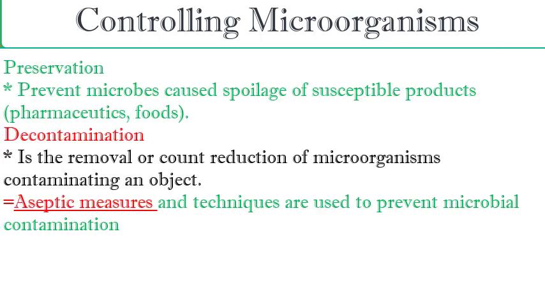Preservation is a general term for measures taken to prevent microbe-caused spoilage of susceptible products, that is, pharmaceuticals and foods. Decontamination is the removal or count reduction of microorganisms contaminating an object. Aseptic measures and techniques are used to prevent microbial contamination of materials or wounds. In aseptic measures, chemical agents are used to fight pathogens in or on living tissues.